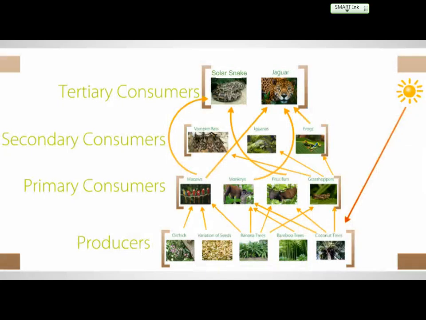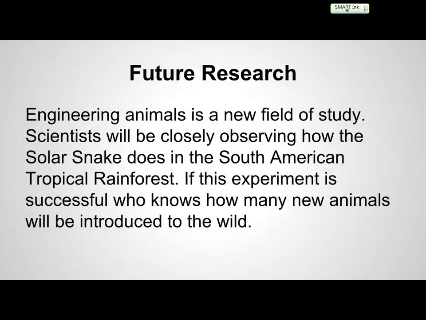Here is my food chain, which is really like a food web. And I included that here's my solar snake. It is at the top, kind of with the jaguar. Again, this image I just found and modified it to meet my purpose. Now, engineering animals is a new field of study. Scientists will be closely observing how the solar snake does in the South American tropical rainforest. If this experiment is successful, who knows how many new animals will be introduced in the wild.